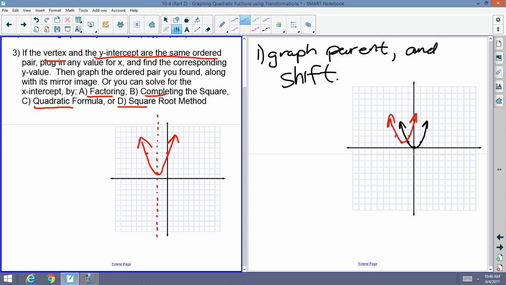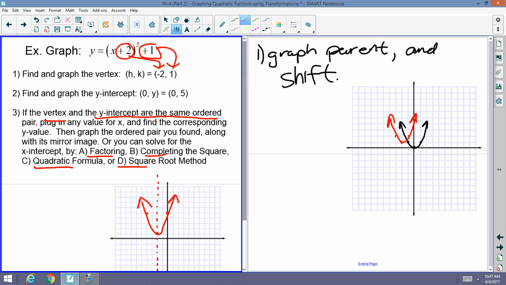In this case, does this have any solutions? Guys, does this have any solutions? No, it doesn't cross the x-axis. There are no real solutions here. For the complex solutions, you'd have to actually use the quadratic formula. Okay. You guys with me here?